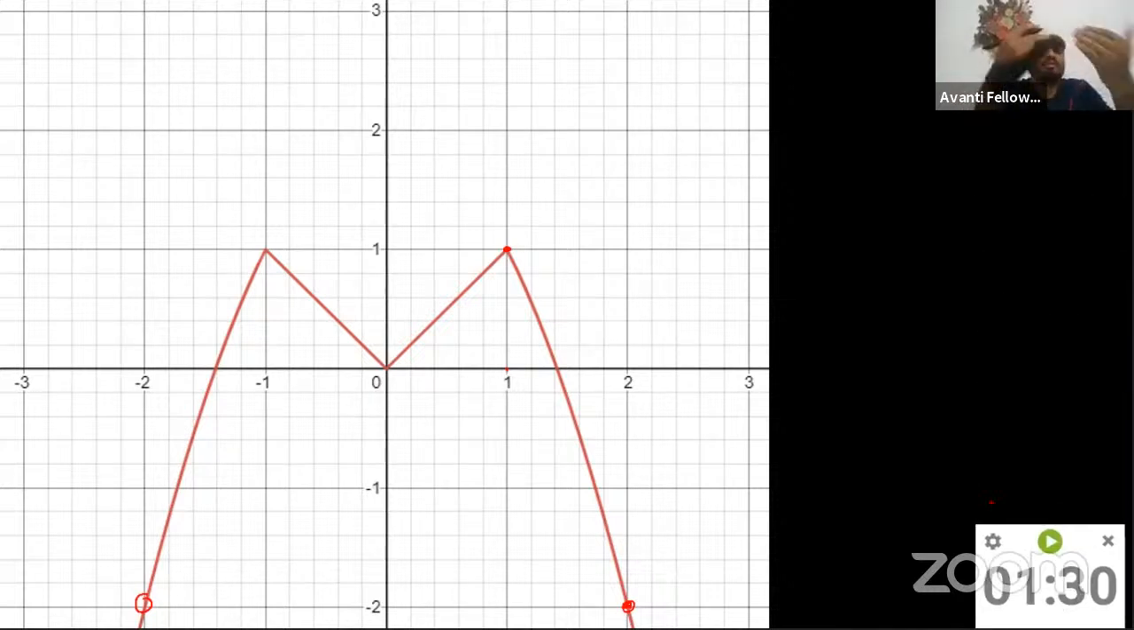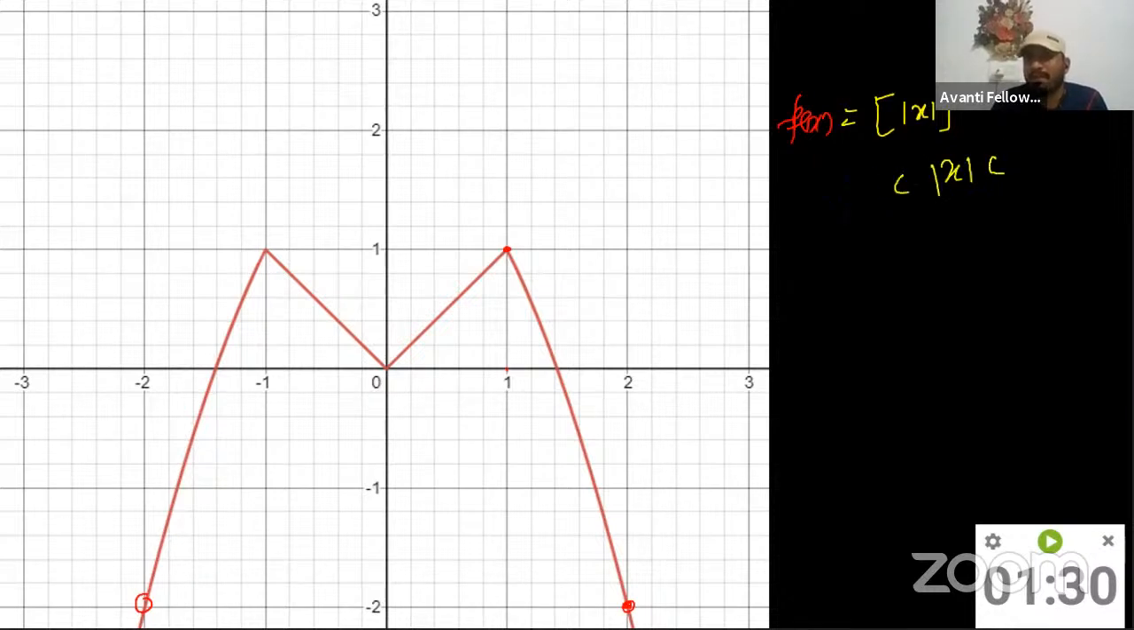Now you have to talk about the second graph, when your f of x is equal to greatest integer of mod x, when your x, mod x is between 2 to 3, because your function is defined from minus 3 to 3. Your function is defined in this interval, obviously.